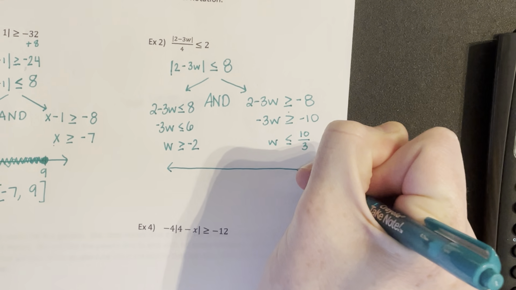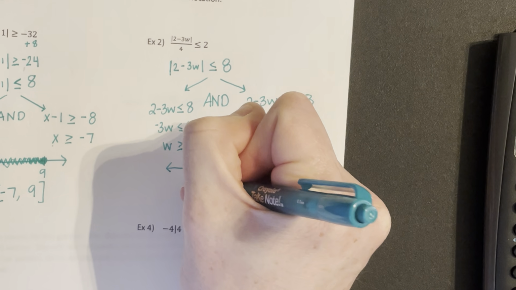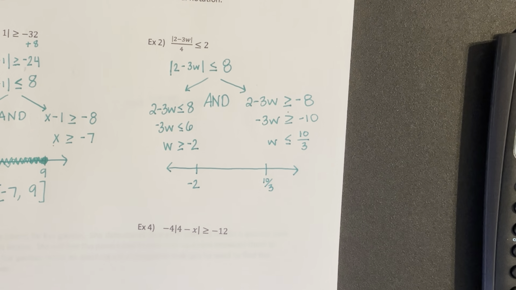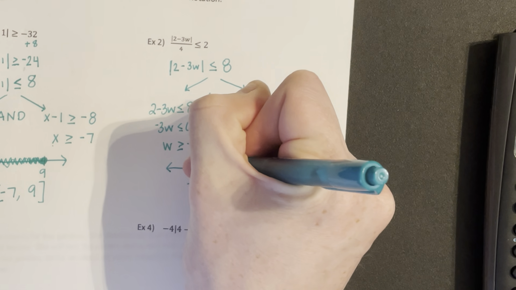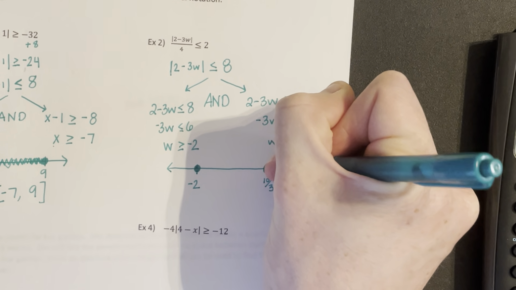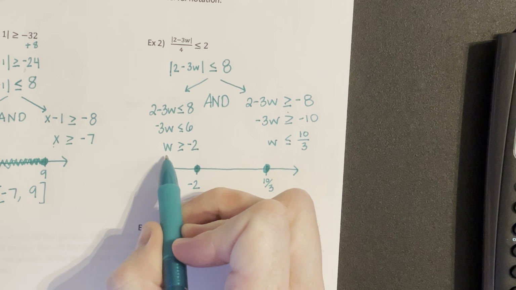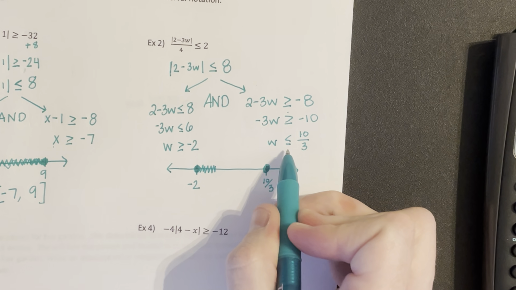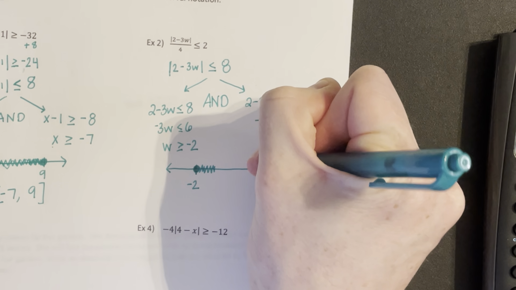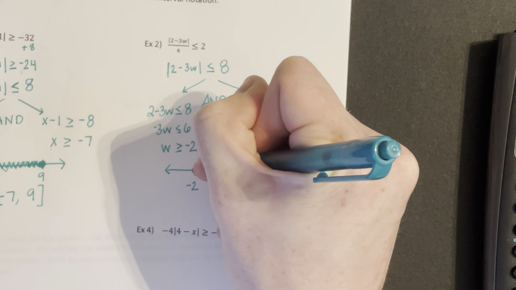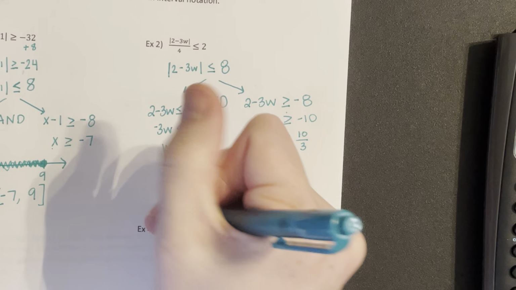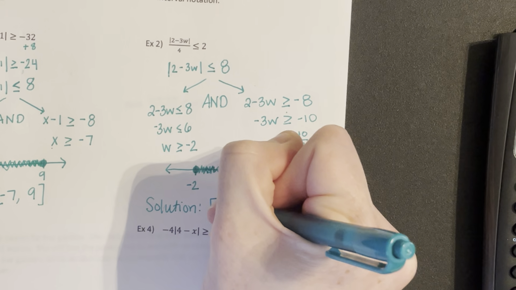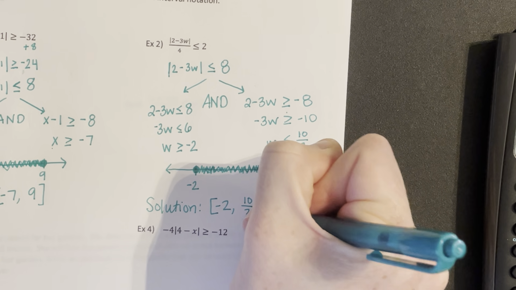Let's put those on a number line. Negative 2 is smaller, so it goes back here, and then 10/3 goes to the right. We get to fill in both of those circles since it has the equal to. And we just look at the direction. So w is greater than negative 2, so it goes to the right, and it's less than 10/3, so to the left. We're looking at the values between those two numbers. So our solution would say bracket negative 2 to 10/3 with another bracket.